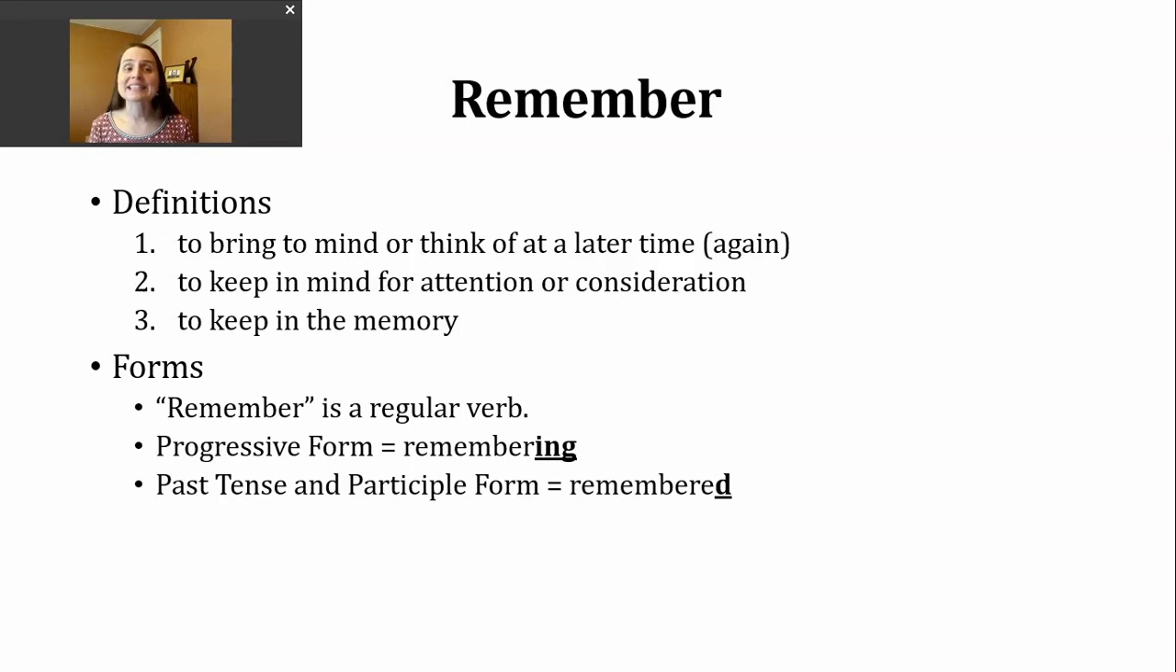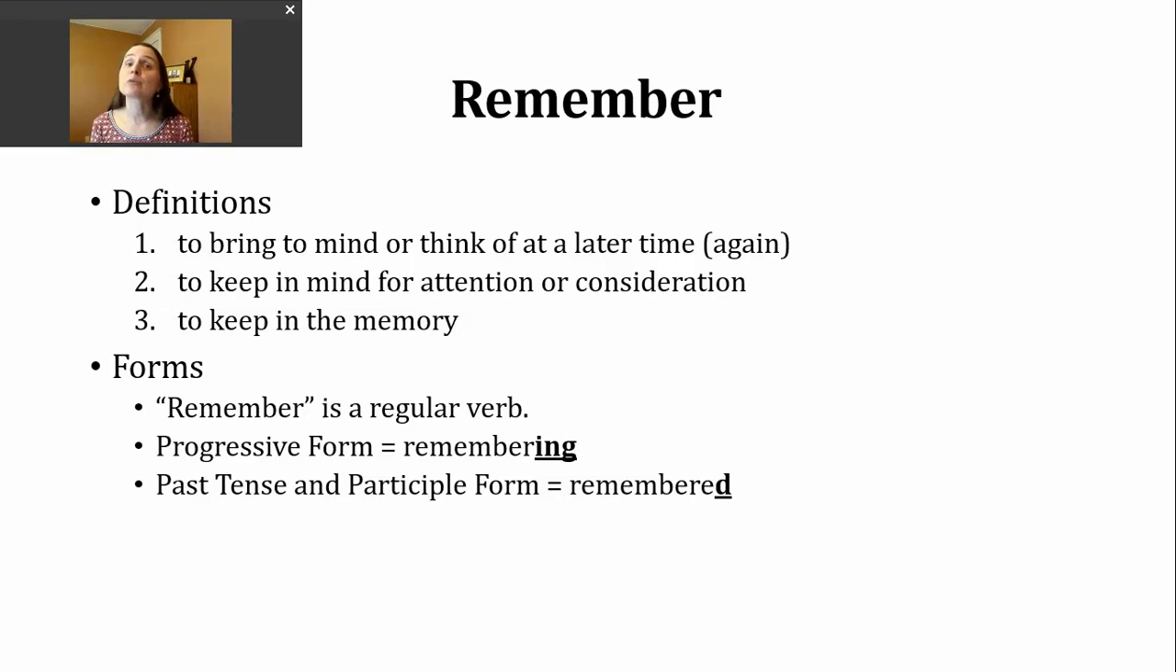A third way to think of or use this verb remember is to mean to keep in one's memory. So you may need to remember certain words, definitions, formulas, concepts, or ideas for a particular class that you're taking.